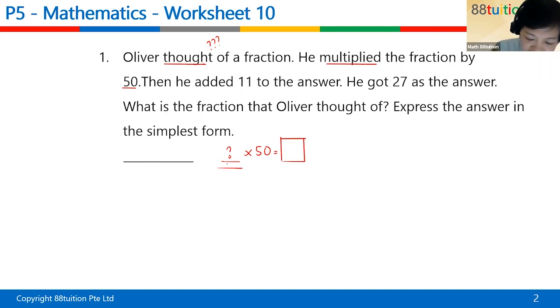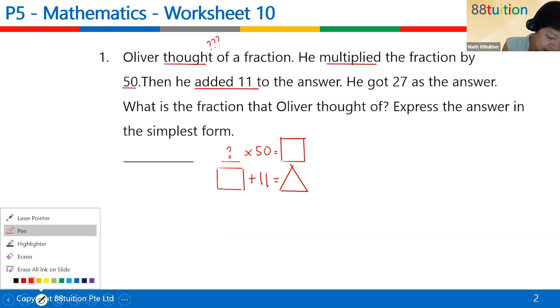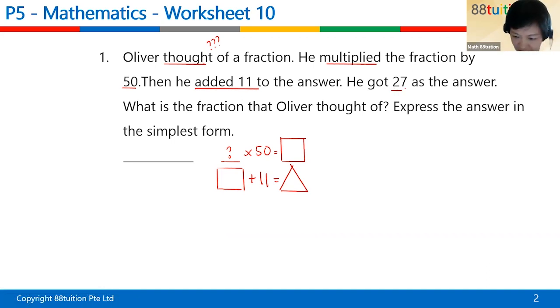And then from here, he added something to the box, the answer that you found. He added 11 to it, and now he got another answer. So the answer cannot be the same, correct or not? So I draw another shape to represent the other answer. Let's recap what we have read here. He had a number, he multiplied it by 50, added 11 to the answer, and he got 27 in the end. So this 27 is somewhere here, right?